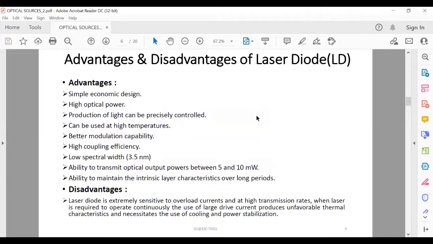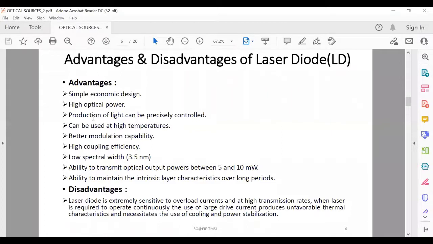Now there are certain advantages and disadvantages of the laser diode. The advantages are given one by one. It is a simple, economic device with respect to design, and it has high optical power. It produces light very precisely, and that must be controlled. It is used in high temperatures. Better modulation capability is there. High coupling efficiency is there, and it has a low spectral width, like 3.5 nanometer. It is able to transmit optical power in the range of 5 to 10 milliwatt, and it is also able to maintain the intrinsic layer characteristics over long periods, for many years.